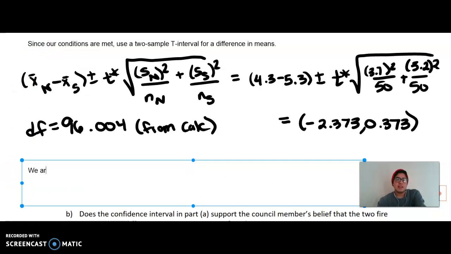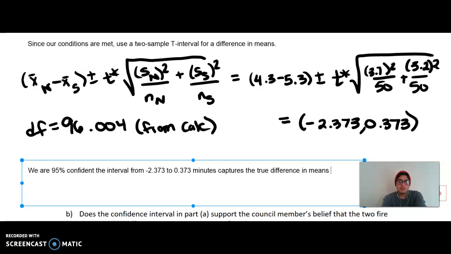So it would sound something like, we are 95% confident the interval from negative 2.373 to 0.373, and here we're looking at the difference in response times, not the difference of calls, so this will be minutes, captures the true difference in means of response times for the north and south fire stations.